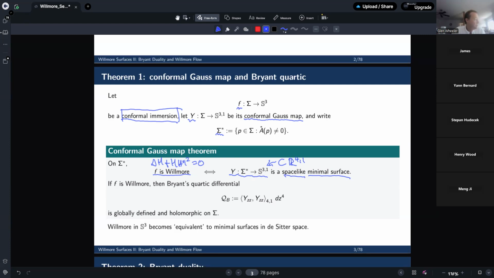Then we also have this quartic differential, Q_B, and it's defined in terms of the conformal Gauss map, like this. And it turns out it's global and holomorphic. And so when you have a sphere, then these are 0. All right, let's keep going.